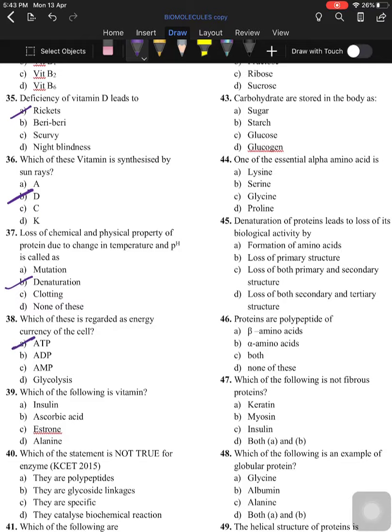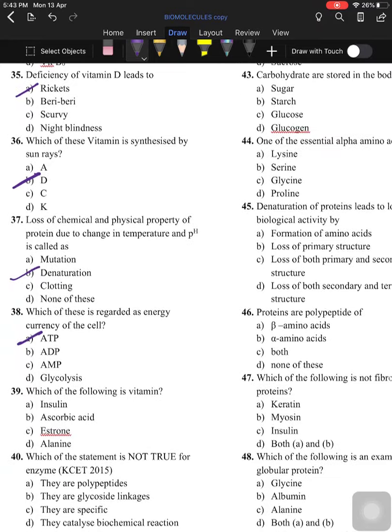Moving on to the 39th, which of the following is a vitamin? They are giving insulin, which is a hormone. Ascorbic acid is already called vitamin C. Then estrone is a hormone. Alanine is an amino acid. Therefore, ascorbic acid, vitamin C, is a vitamin.